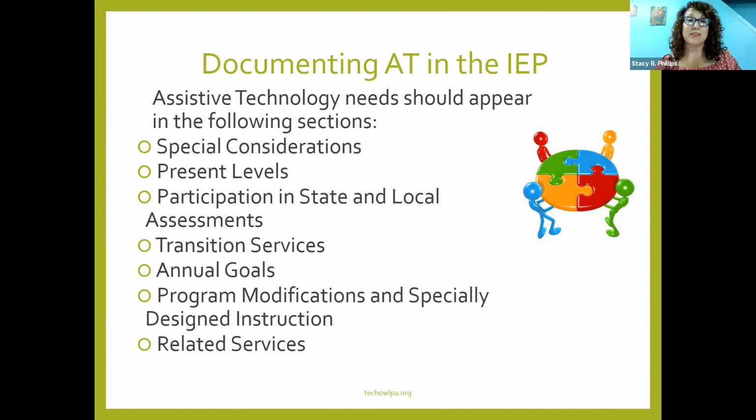So we've got special considerations. There are present levels of academic achievement, participation in state and local assessments, transition services, annual goals, program modifications and specially designed instruction, or SDIs, you might see them referred to, and related services. Again, assistive technology is not just the device, it's the related services and the device working in tandem. And there's an animated image on the screen of four different figures holding up a puzzle piece that looks like a globe or the earth.